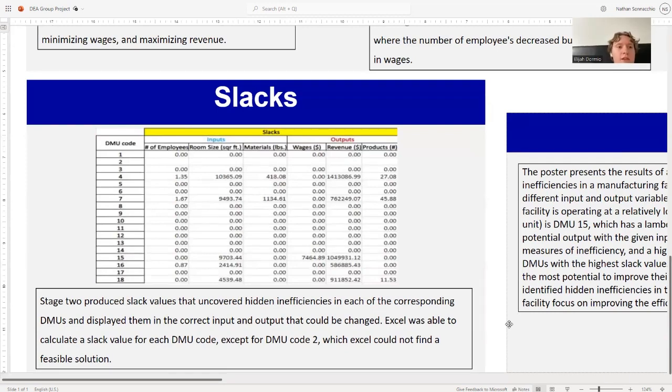Now moving on to the slacks in stage 2, it uncovered hidden inefficiencies in each of the corresponding DMUs and displayed them in the correct input and output that could be changed. Excel was able to calculate a slack value for each DMU code except for DMU code 2, for which Excel could not find a feasible solution. That just means that nothing Excel could generate would cooperate, and it was just non-efficient.